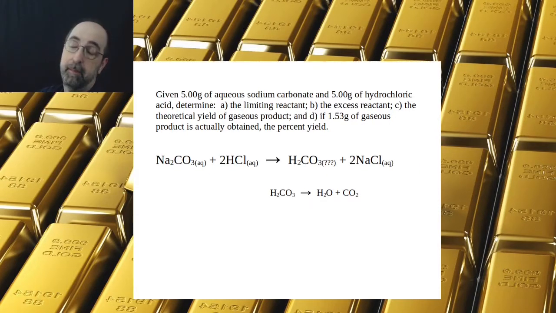And I had to shrink my font to fit it on the line. Sorry about that. Now at that point, it looks like there's 2 sodium atoms on both sides. There's 1 carbonate ion on both sides. There's 2 hydrogen atoms on both sides. And there's 2 chlorine atoms on both sides. So that seems to be a balanced equation.